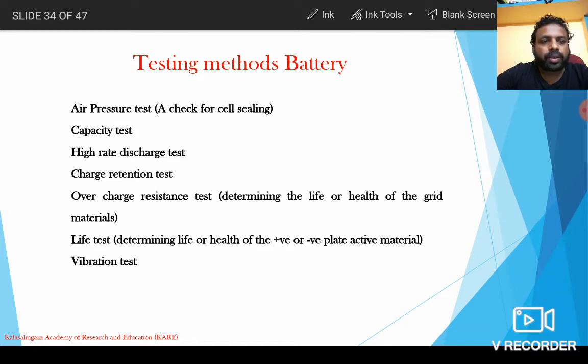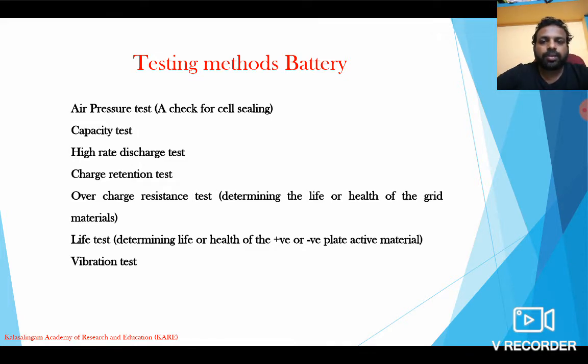There are many testing methods available to check the quality of a battery. First is the air pressure test, and the capacity test, the high rate discharge test, the charge retention test, the overcharge resistance test, the life test, and then the vibration test. These are the tests which are available to check the condition of the battery.